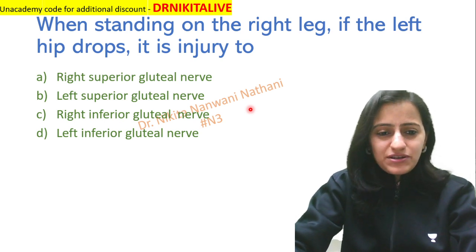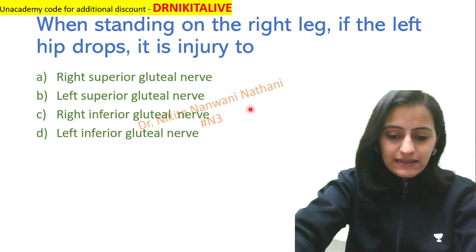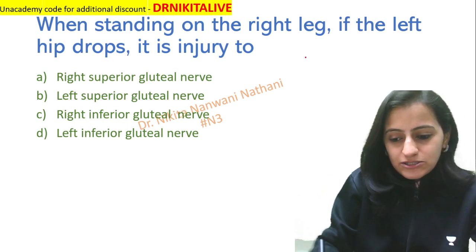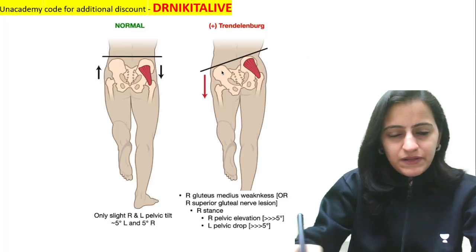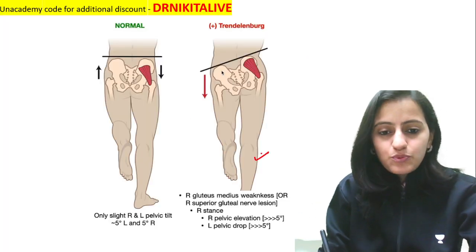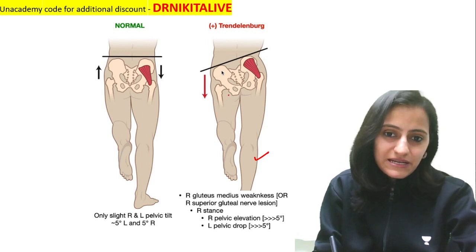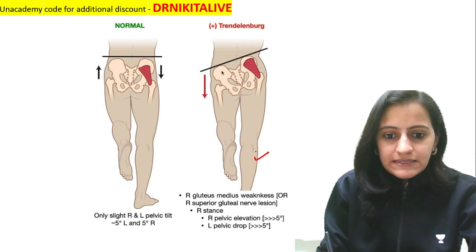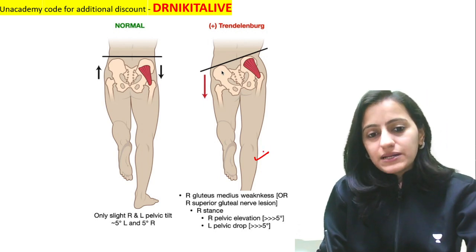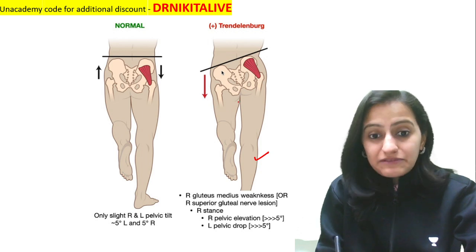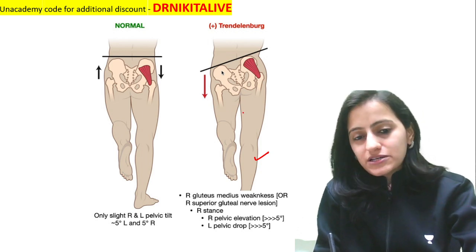So the very easy trick, first let me tell you the mnemonic. In the Trendelenburg sign, what happens is, look at this. When the patient stands on one leg, we look at the opposite side pelvis, the opposite hip, whether it is dropping. So when the patient stands on one leg, if the opposite hip is dropping, then it is abnormal. Which side is abnormal? Now that is where the query is.